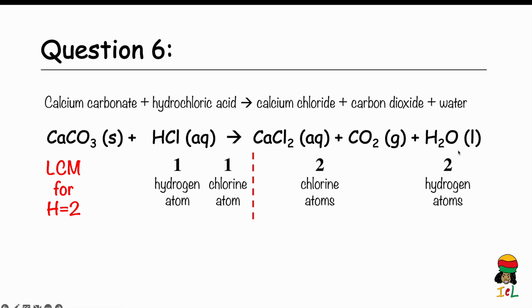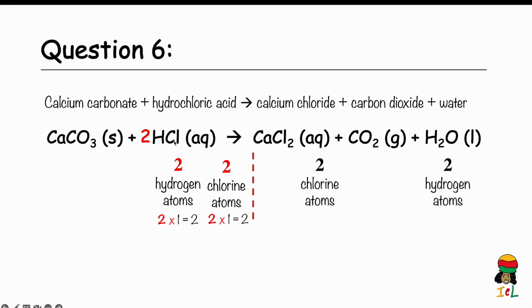The LCM between 1 and 2 is 2. Now, the number of hydrogen atoms on the product side is already equal to the LCM, so we need to increase the number of hydrogens on the reactant side to the LCM 2, and that would mean we would need a multiplier of 2. So the multiplier 2 is placed in front of the chemical formula that contains a hydrogen atom. So now we have 2 times 1 hydrogen atom, which would give us 2 hydrogen atoms, as well as the multiplier would change the number of chlorine atoms, 2 times 1 chlorine atom, which gives 2 chlorine atoms. Now the number of atoms on both sides of the equation are balanced.